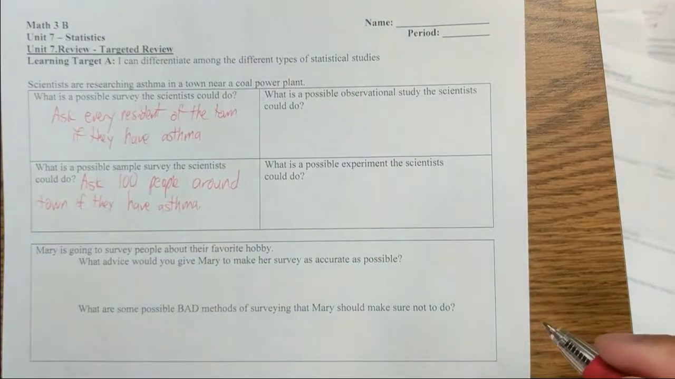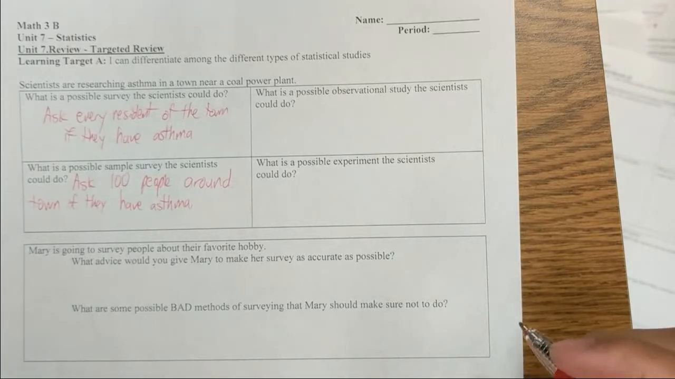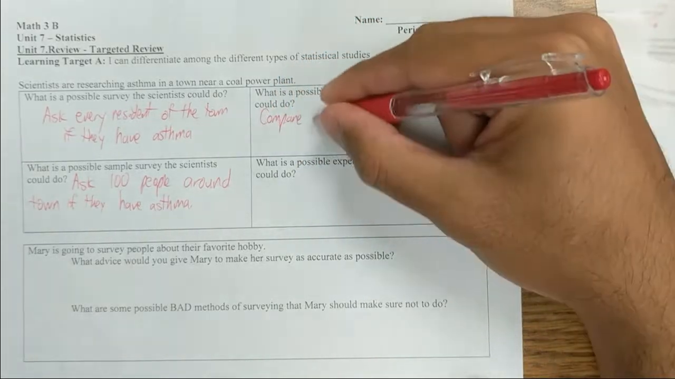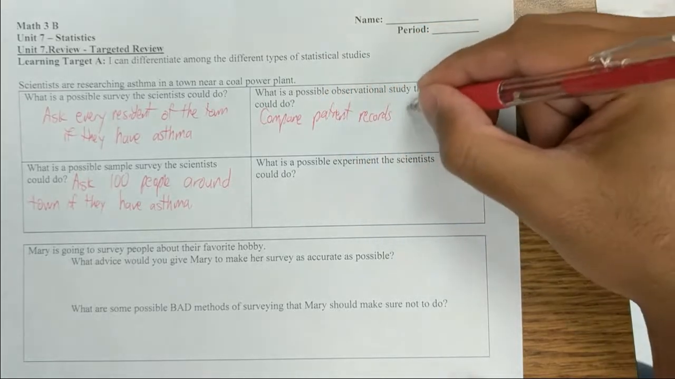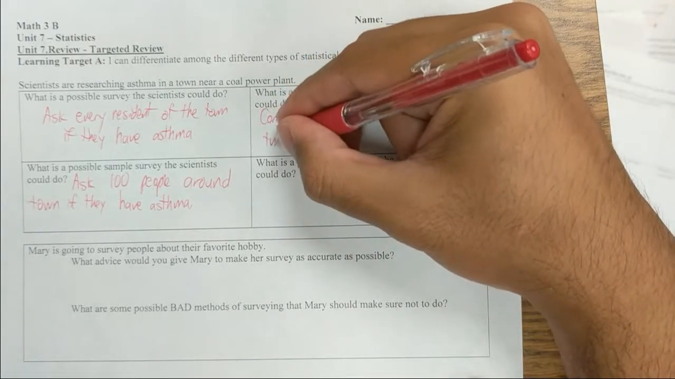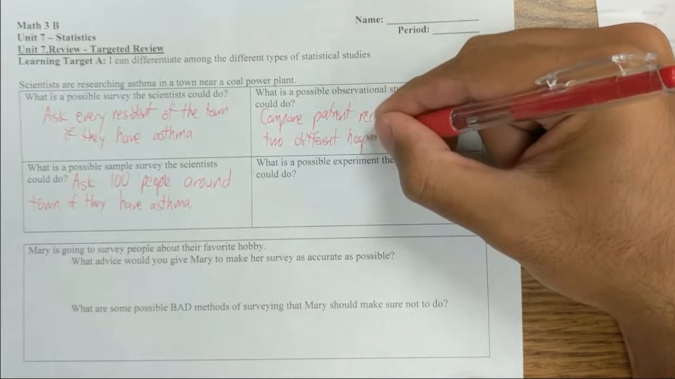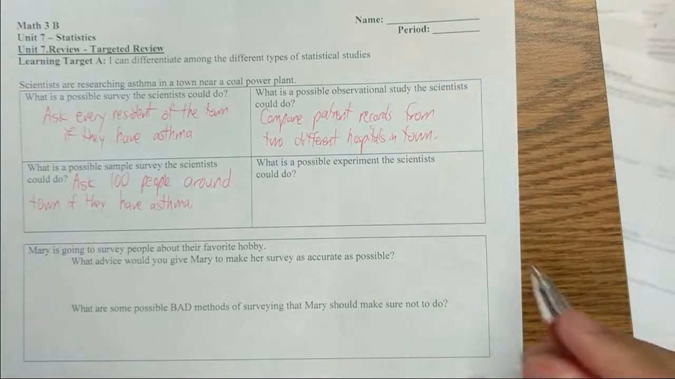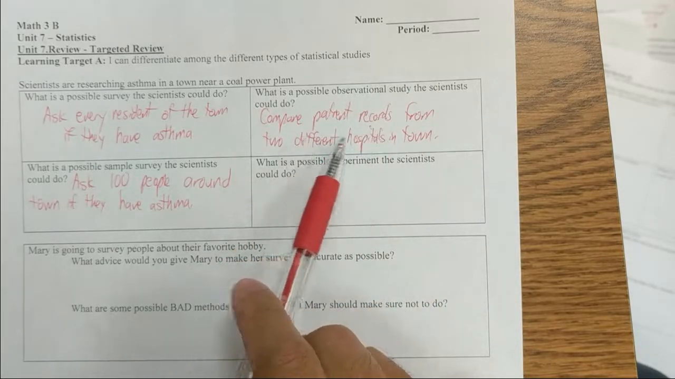Okay, observational study. So here we're trying to collect data. So maybe there's 2 different hospitals in the city, or more than 2, but we just look at 2. So we could say compare patient records from 2 different hospitals in town. Okay, so remember, we're not trying to affect their healthiness, we're just looking up data.